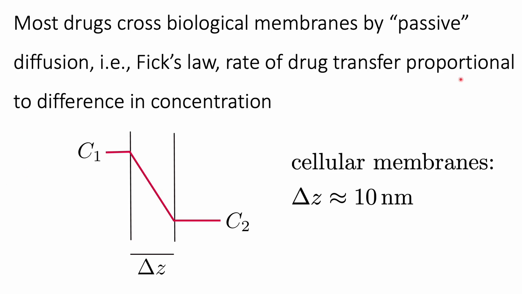But most drugs seem to follow Fick's first law, where the rate of drug transfer is proportional to the difference in concentration. So supposing we have a concentration C1 here, this is our membrane with a thickness delta M, typically about 10 nanometers in thickness, and on the other side of the membrane, the concentration is C2. Then we clearly have a gradient here, and the flux of whatever we are putting on this side will depend on the magnitude of the gradient and the effective diffusion coefficient inside this membrane.